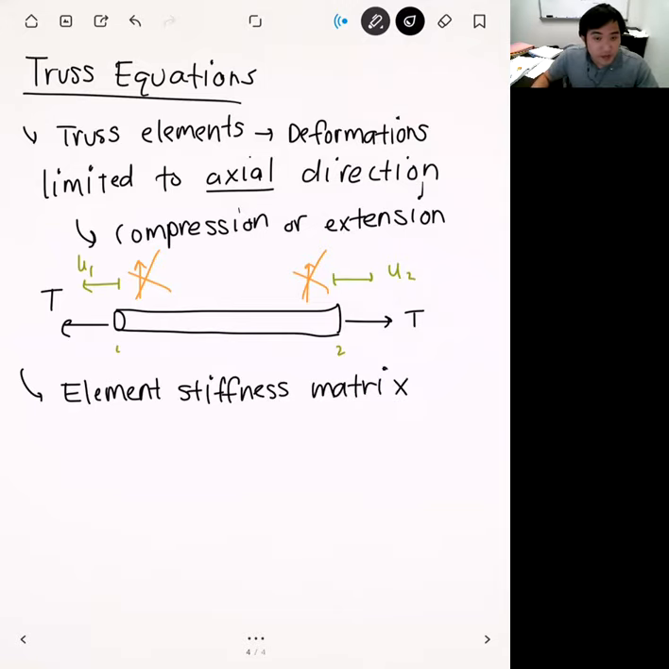All right, and so the element stiffness matrix for a truss is based on its properties. And so the properties of a truss element that are relevant to its stiffness are its cross-sectional area, its Young's modulus, and its length.